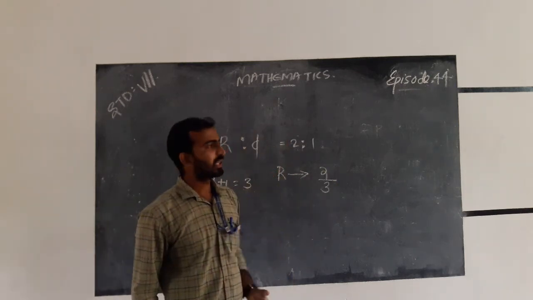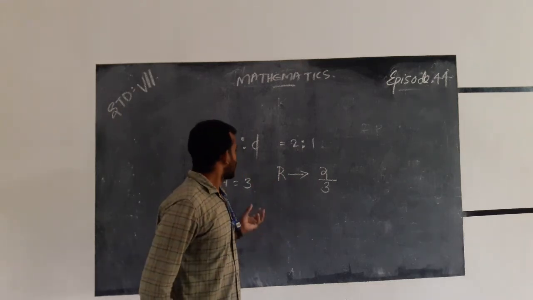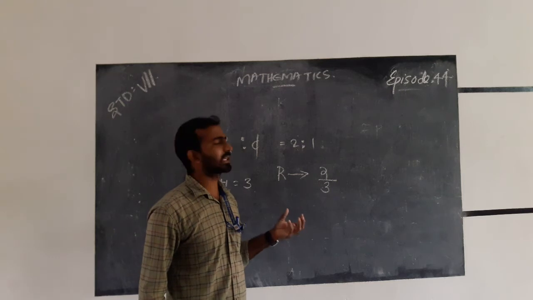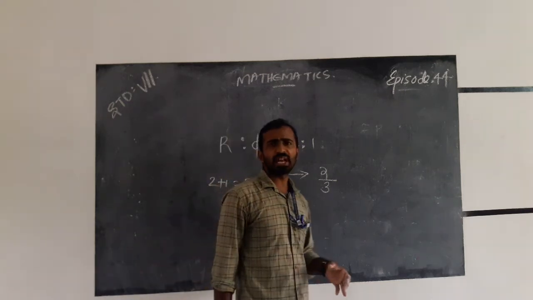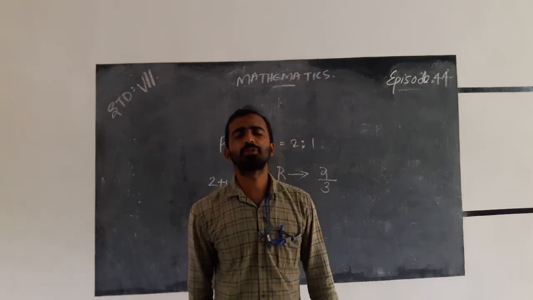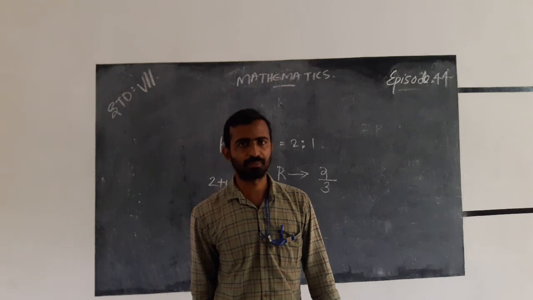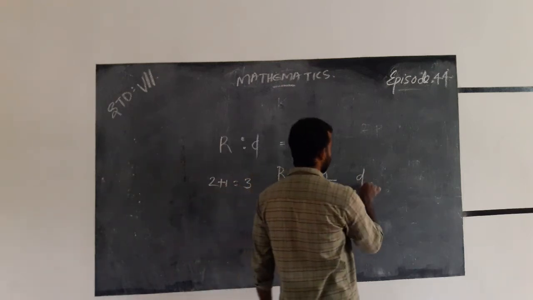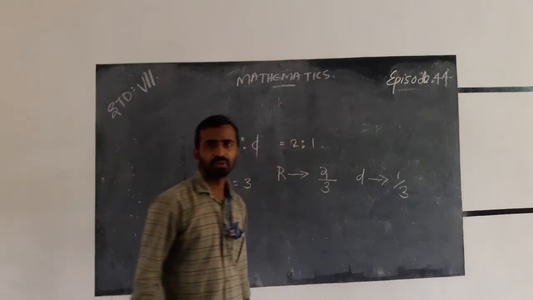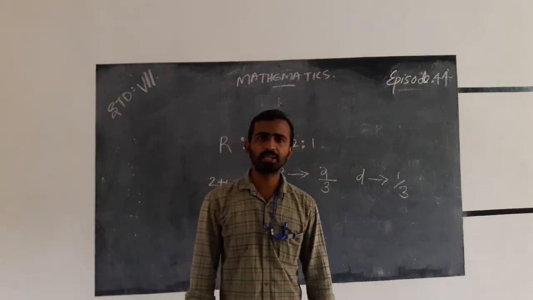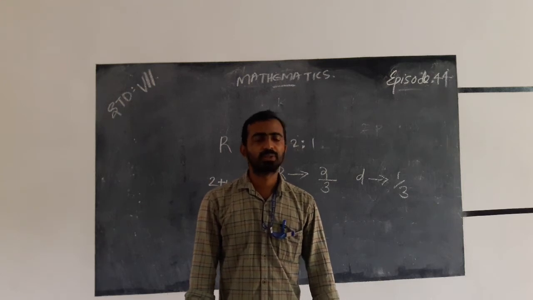In the mixture, the total parts is 3. When we take the rice parts, the total is 3. So we can say that 2 by 3 parts is rice in the mixture, and 1 by 3 parts is dal in the mixture. Is it right? Yes, it is right. Any doubt?